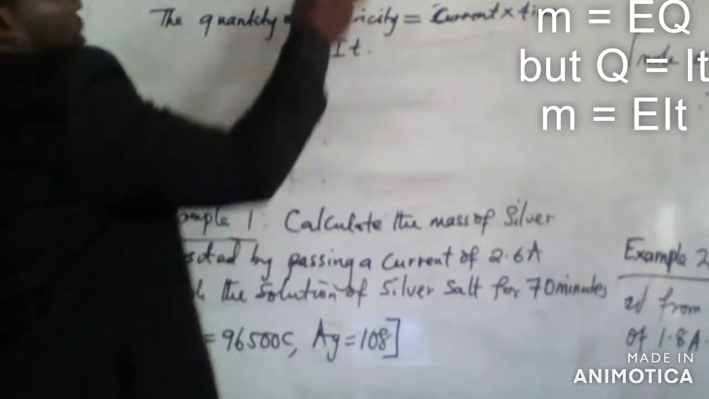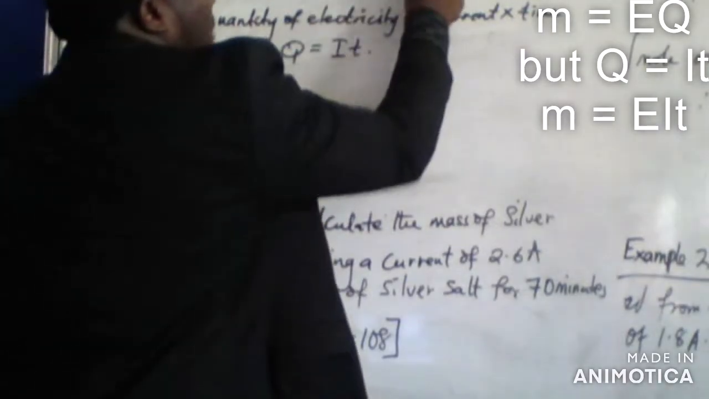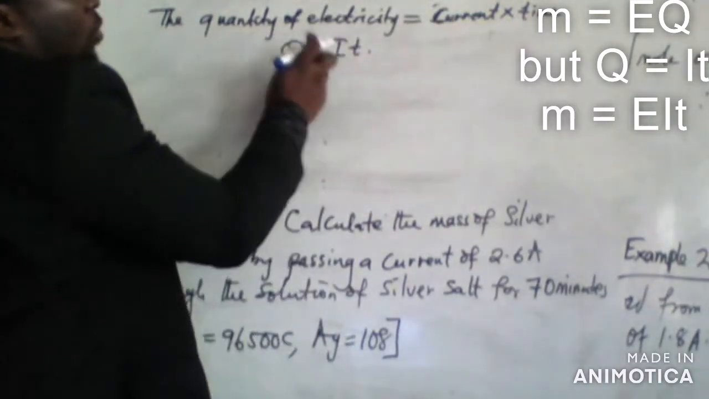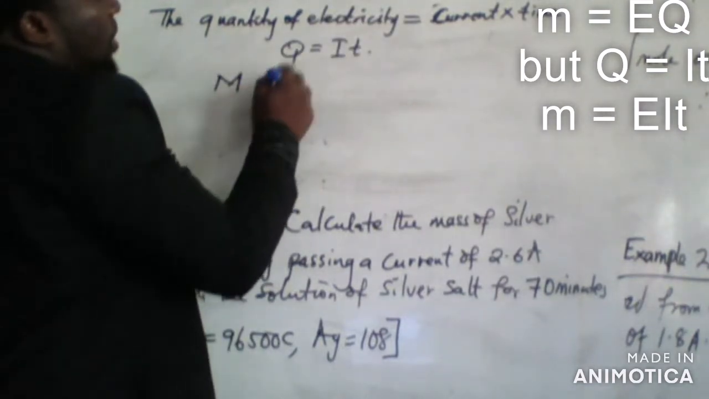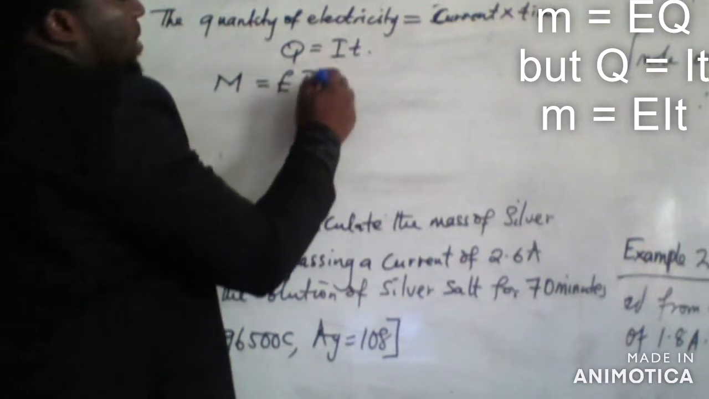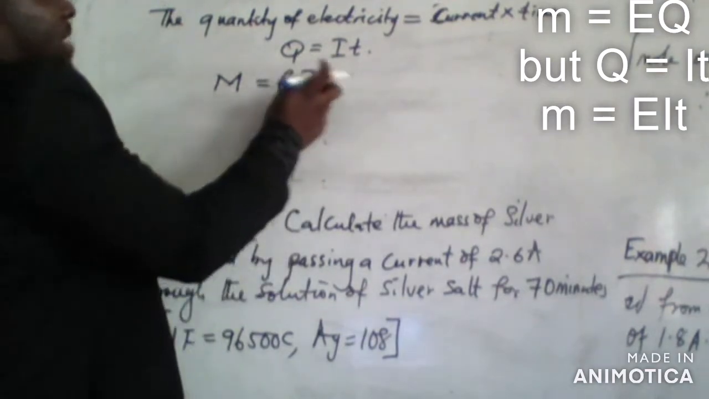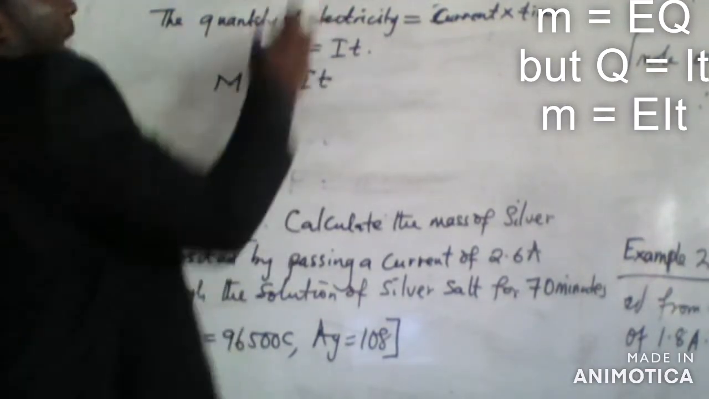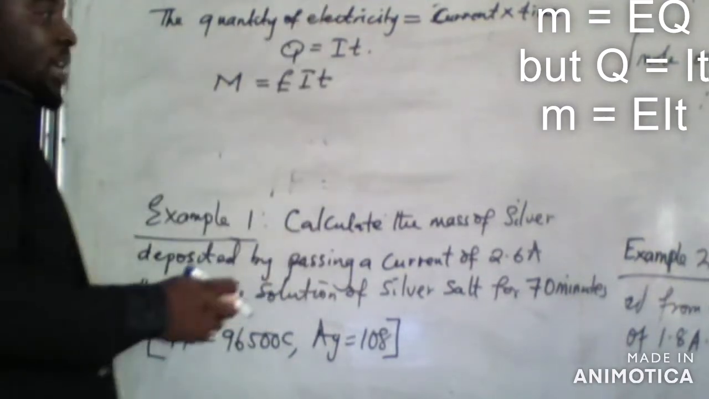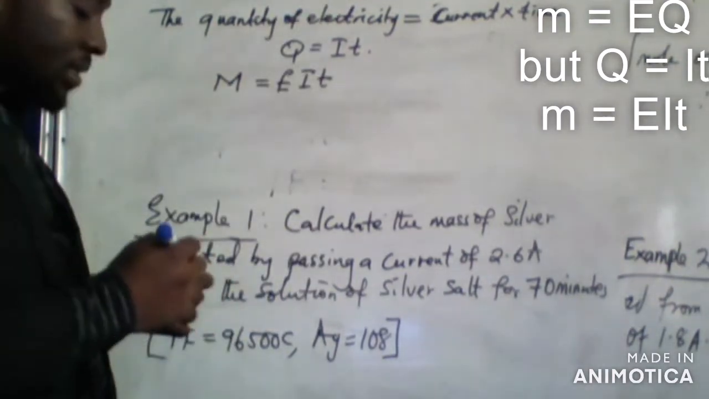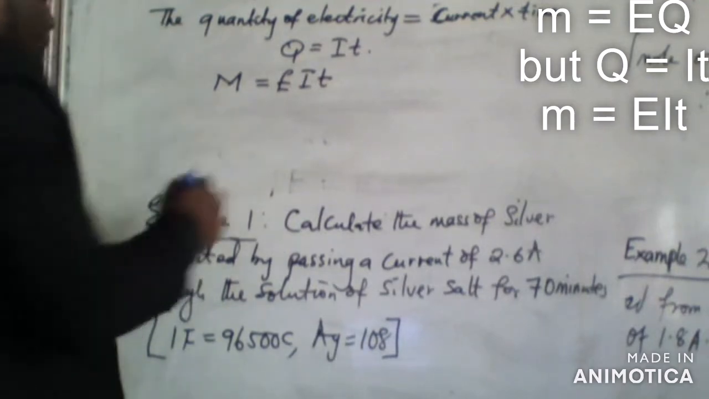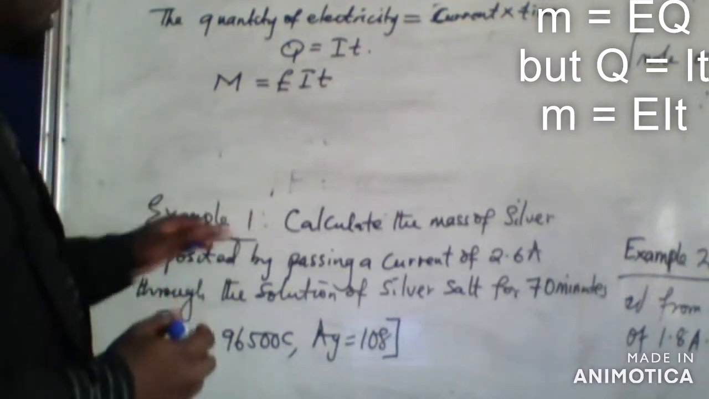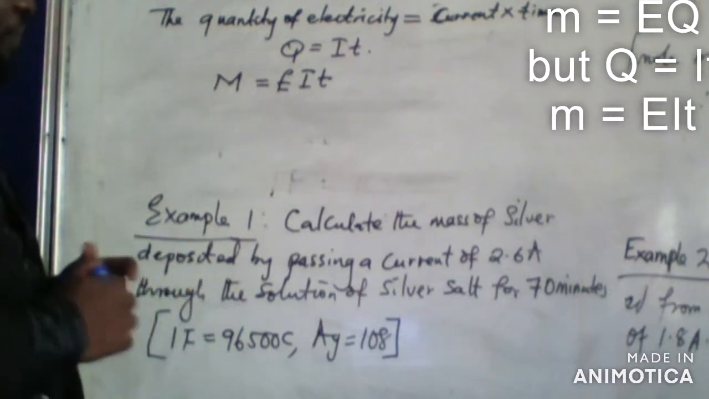So if I should substitute, assuming this is equation 1, if I should substitute Q is equal to IT in equation 1, my equation will change to M = EIT. So where IT represents Q and E is the electrochemical equivalence of the element. All right. So without wasting much of our time, let's go straight to this example 1.